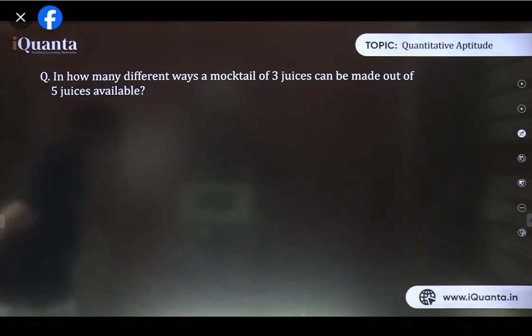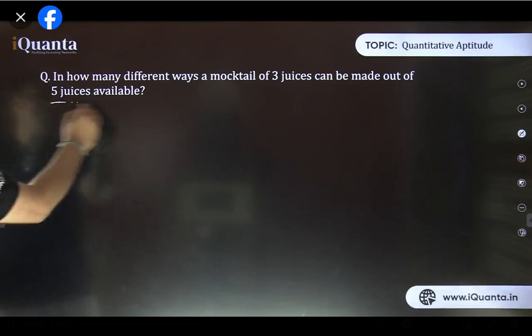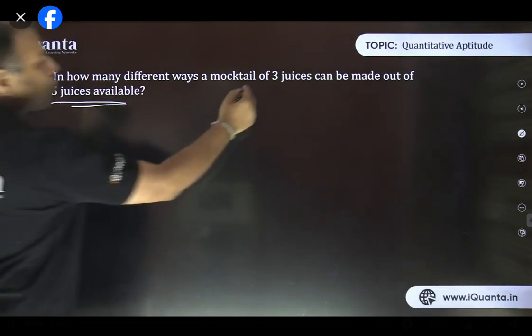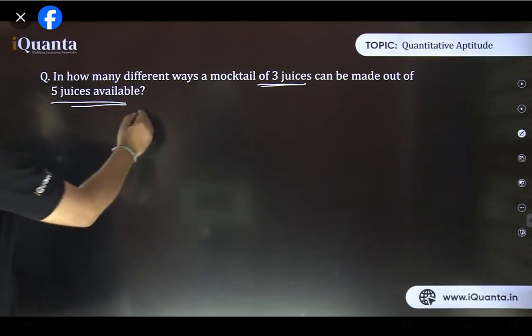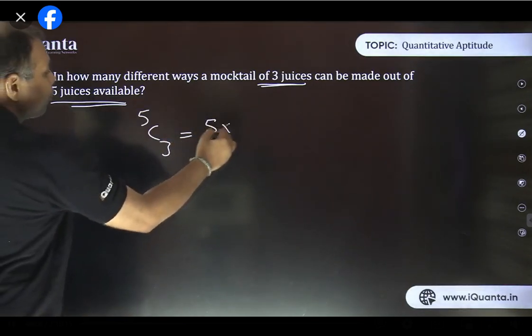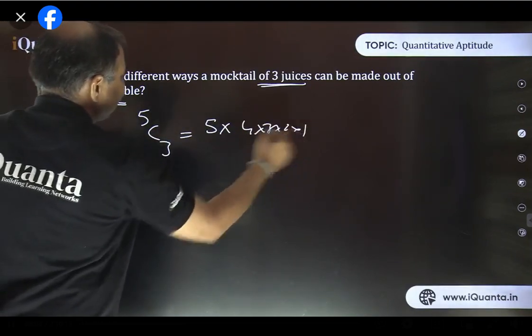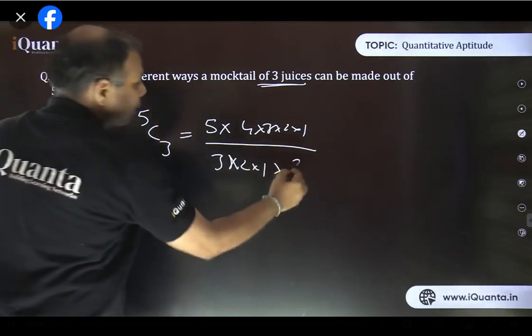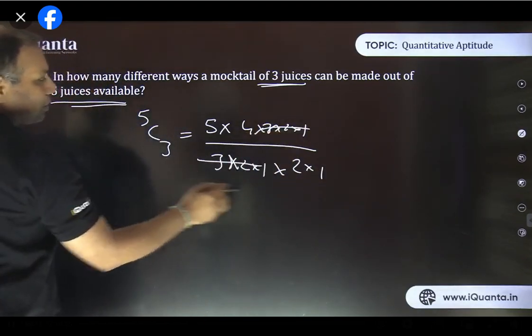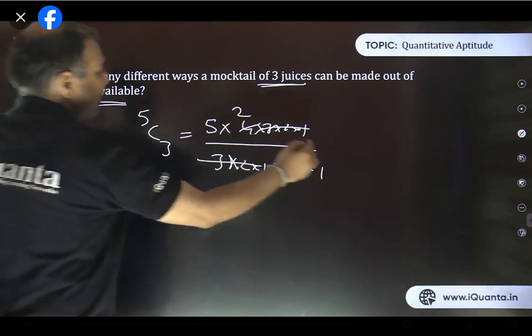Yes, exactly. 5C3, perfectly fine. So there are 5 different juices available. And out of those 5 different juices, I need to select 3 juices and mix them, right? Now, order doesn't matter again. It is simply selection. So it is 5C3, which is 5 into 4, 3, 2, 1, right? 5 factorial upon 3 factorial, which is 3 into 2 into 1, into 5 minus 3, that is 2 factorial, 2 into 1. So 3, 2, 1 can be cancelled. So 1 is 1, so 2 2s are 4, 5 2s are 10.